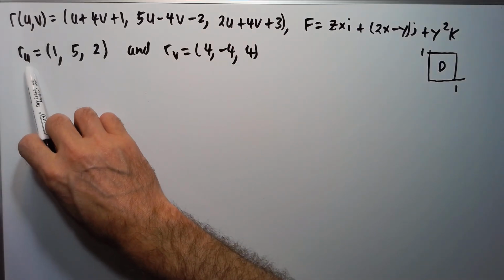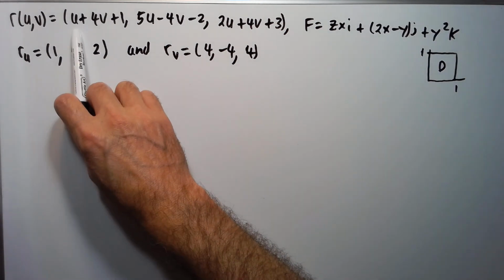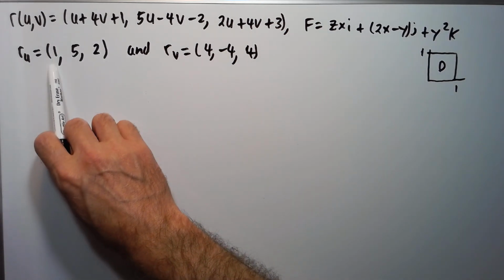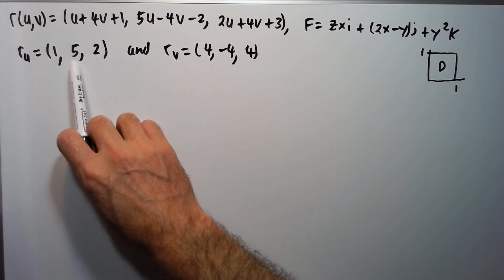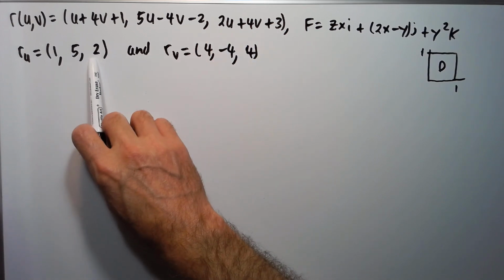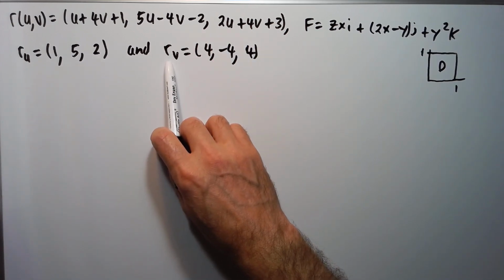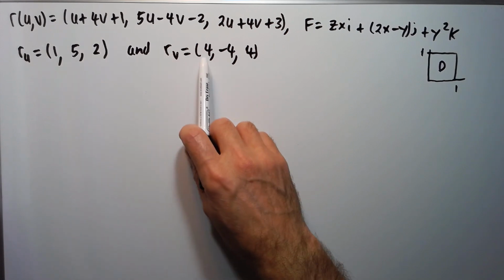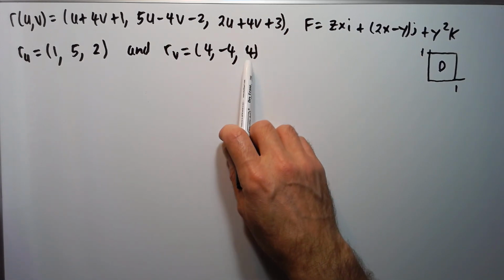Okay, so RU, the derivative with respect to U. The first component derivative with respect to U would be 1. Second component, it would be 5. Third component would be 2. So I got this guy. Then the derivative with respect to V. The first component would be 4. That'd be negative 4. That'd be 4.